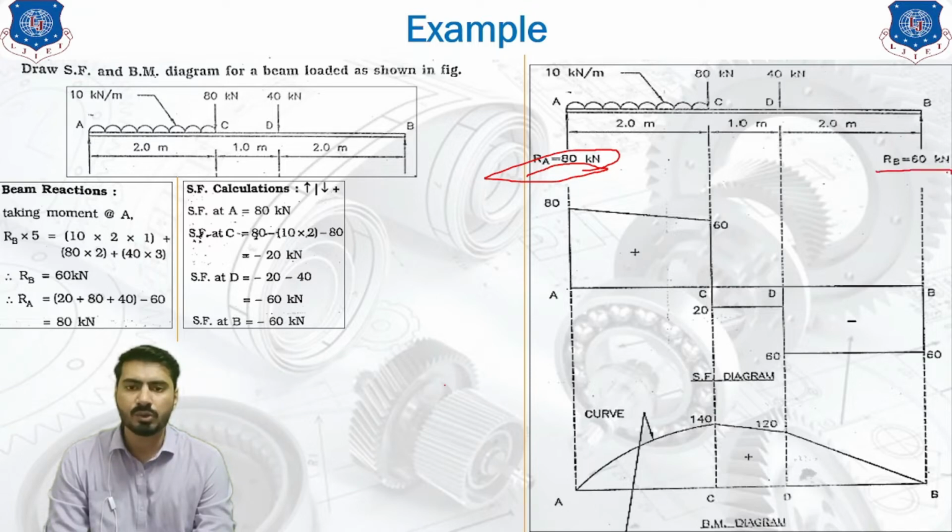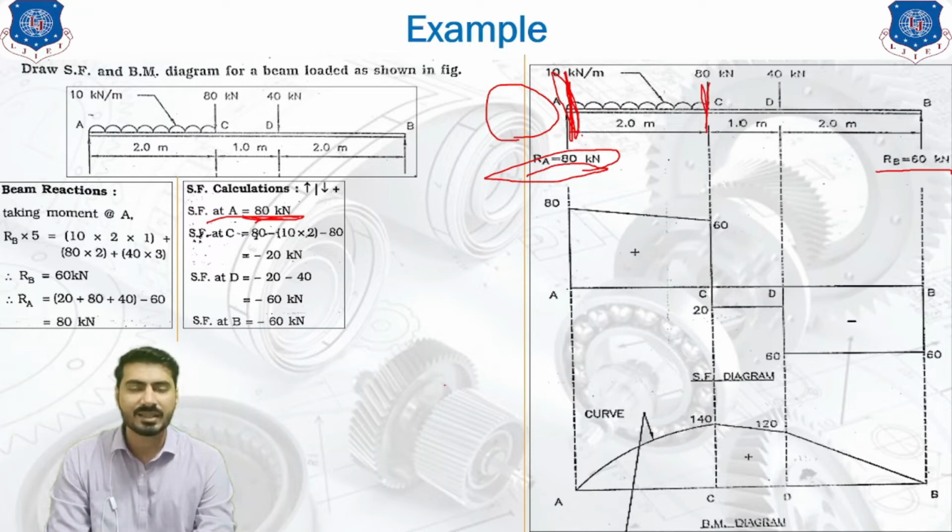Now we are going to calculate the value of shear force at point A. So at point A, we are assuming an imaginary section like this. On the left hand side, there are no other forces acting on the beam. So only the RA value will be our reaction support shear force at point A. The value of RA is equal to 80. That's why shear force at A is equal to 80.